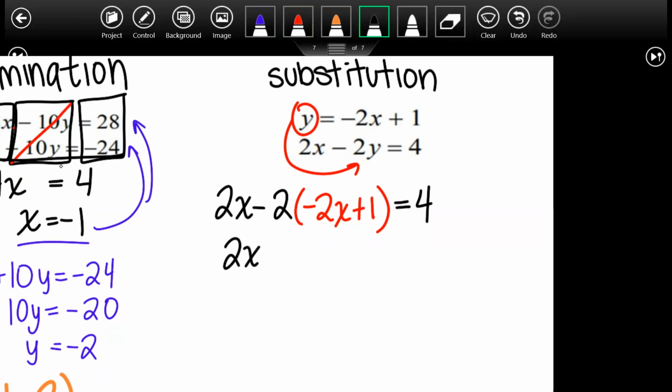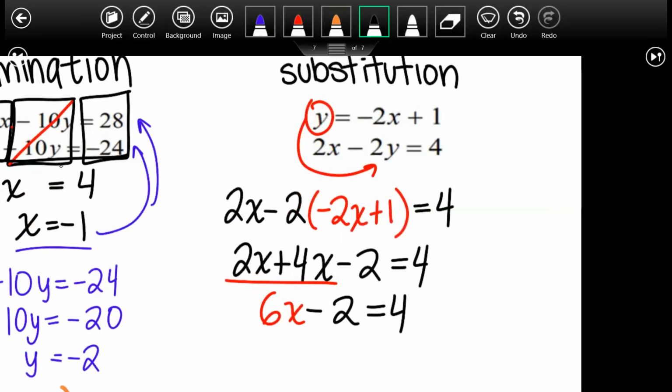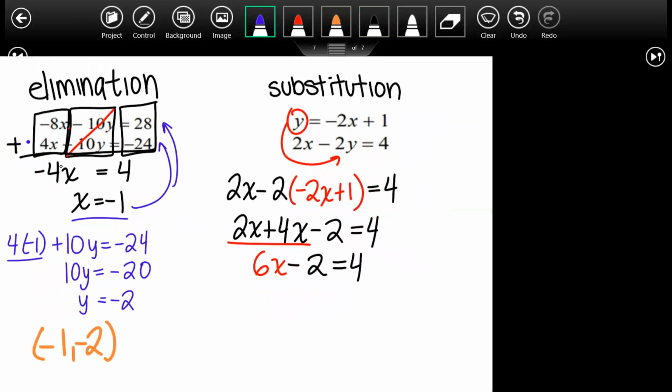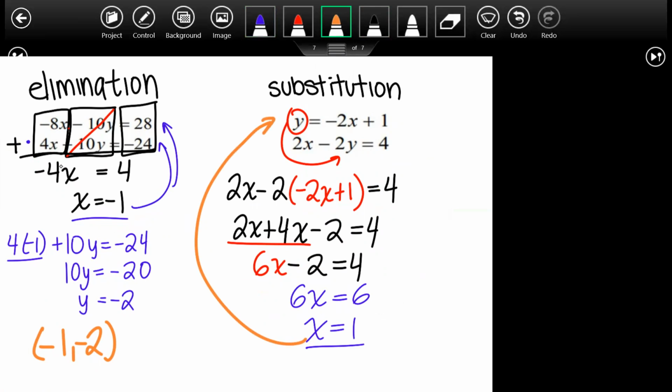Pre-distribute. Combine like terms. 6x minus 2 is equal to 4. Adding 2 to both sides. Dividing out. Are we done? What should we do? We're going to take it and plug it back into the one up on top. Either one works again, it doesn't matter. I just like that it's already simplified the best way it can.